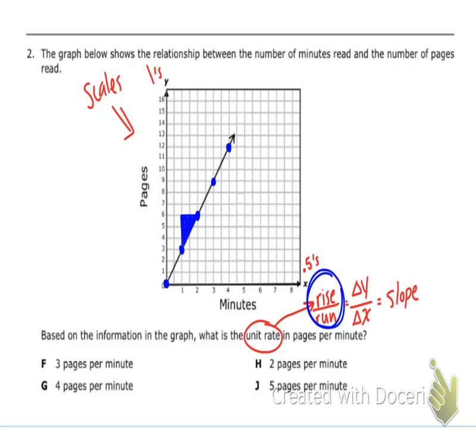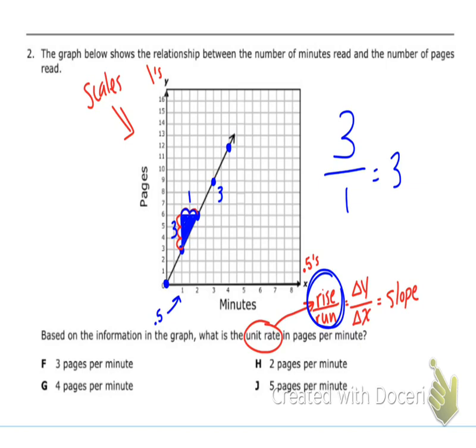So when I count rise, my rise is actually 3. And if I go show you here, 1, 2, 3. Now, when I do run, you need to be careful. A lot of people think it looks like 2, and it does look like 2. The issue is that my run is going by halves. So when I count that, it's really going 0.5, 1. So that makes me read this differently. So you do need to be careful with the scale. So 3 over 1 is just 3, and my answer would be F.